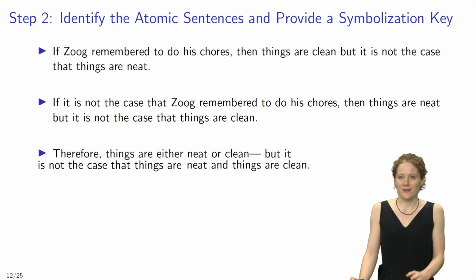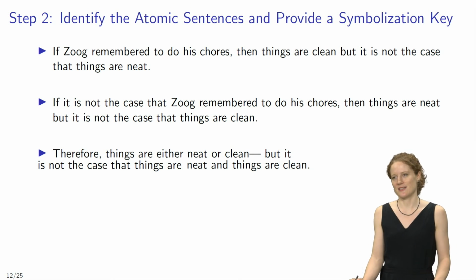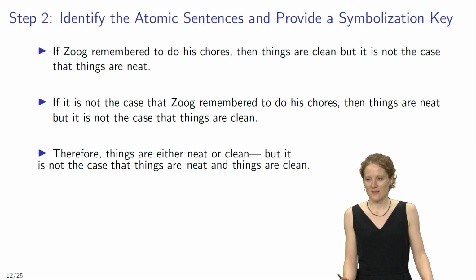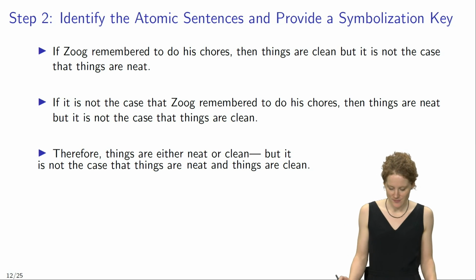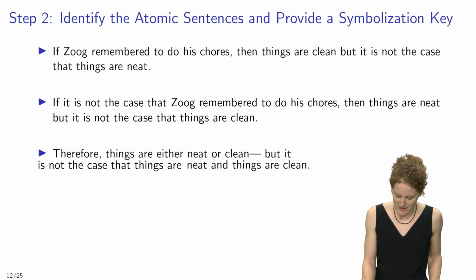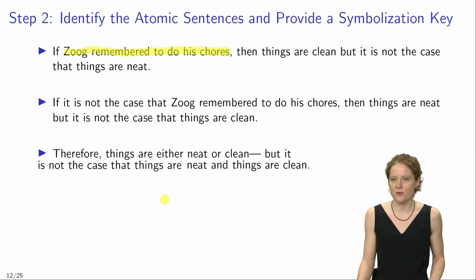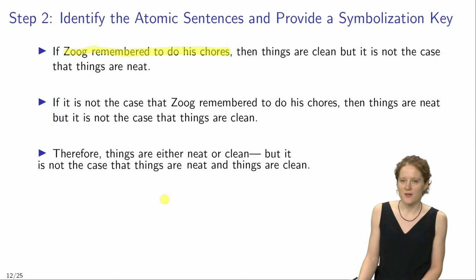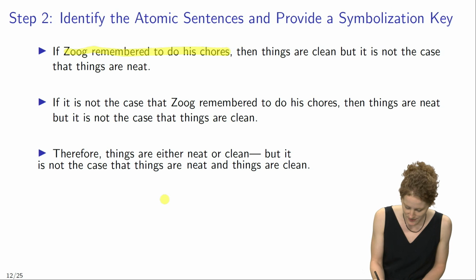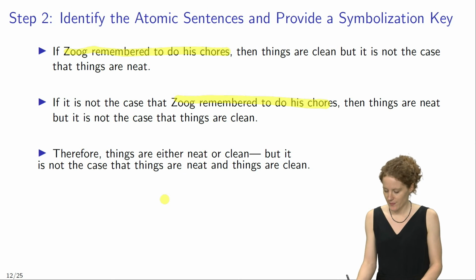In step 2, we are going on to identify the atomic sentences and to provide a symbolization key for the atomic sentences. So what are the atomic sentences? The first atomic sentence that I notice is, Zug remembered to do his chores. And I see that this sentence appears twice. It also appears in the second line. If it is not the case that Zug remembered to do his chores. So that sentence appears twice.